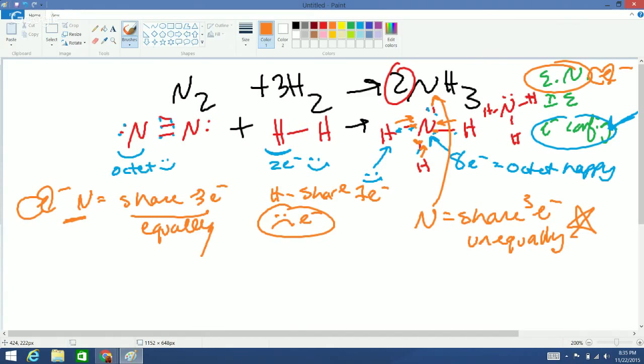Hydrogen, we know, doesn't really like electrons, so he's totally okay with kind of giving up his electrons. He's fine with it. It sounds like a good deal to him too. So overall, this reaction kind of gives hydrogen and nitrogen a good benefit.